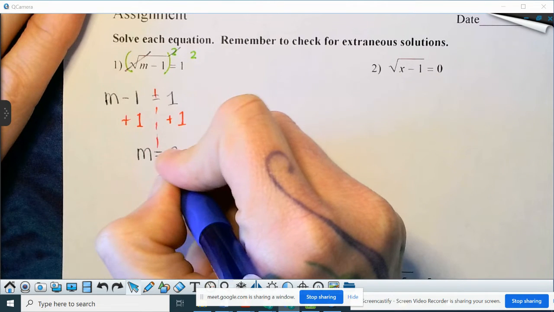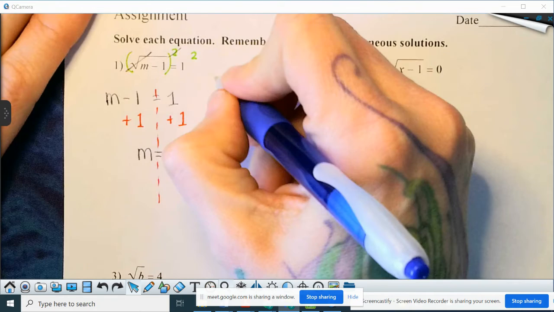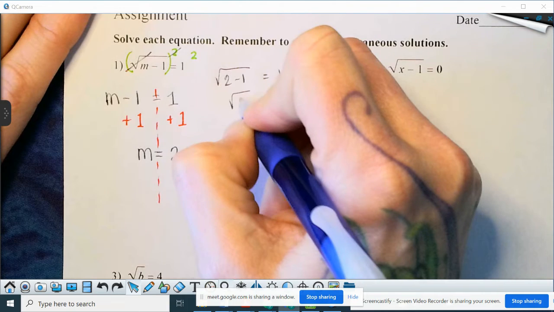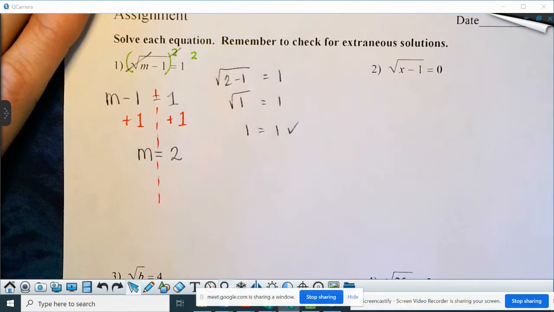So m equals 2. And of course, as always, like every time you've ever solved an equation, you can plug that in. So 2 minus 1 underneath the root bar is 1. And the square root of a positive 1 is indeed 1. So we know we did that one right.